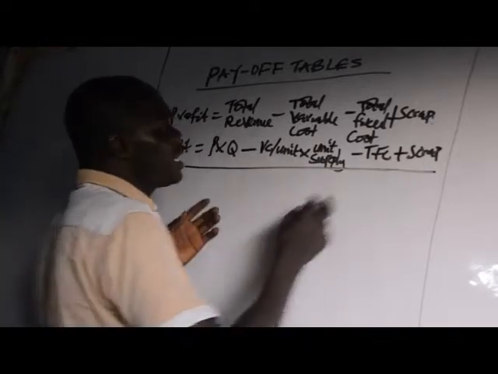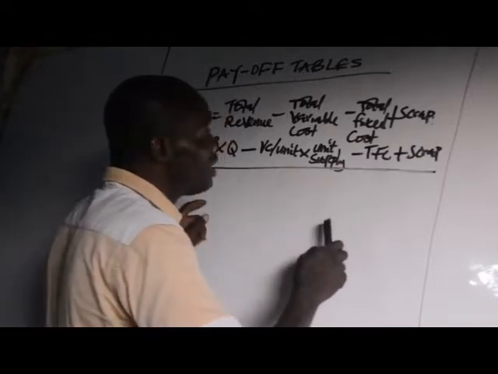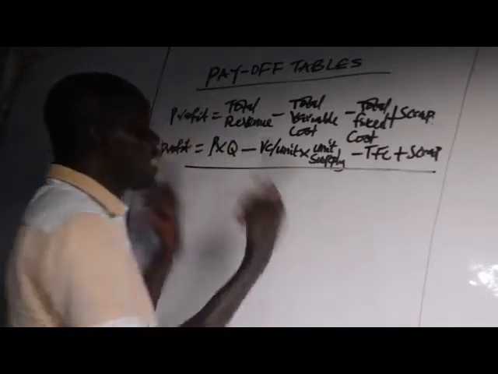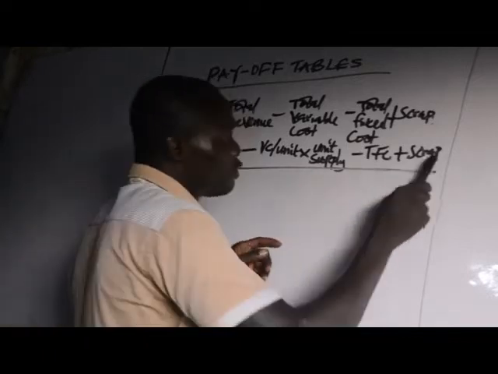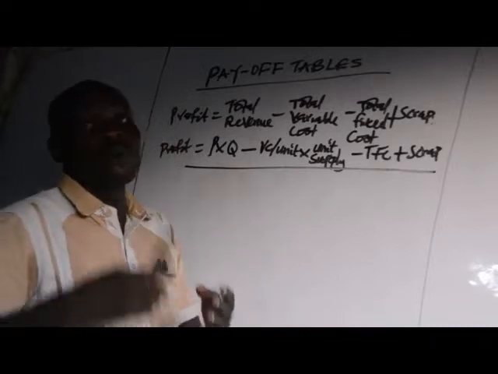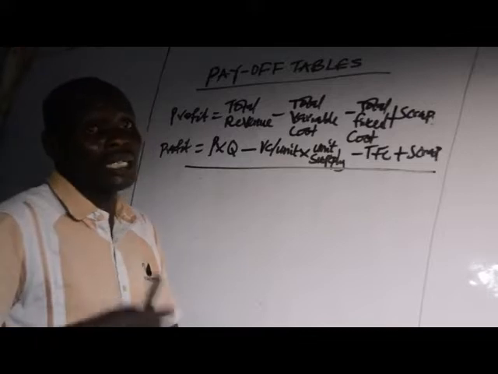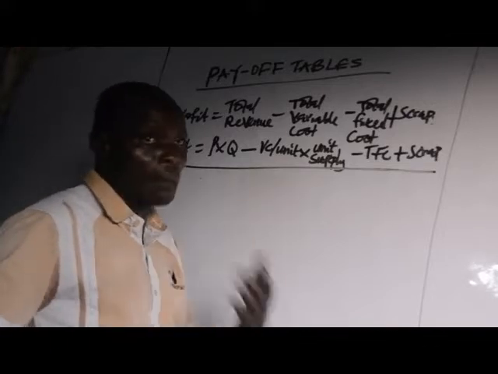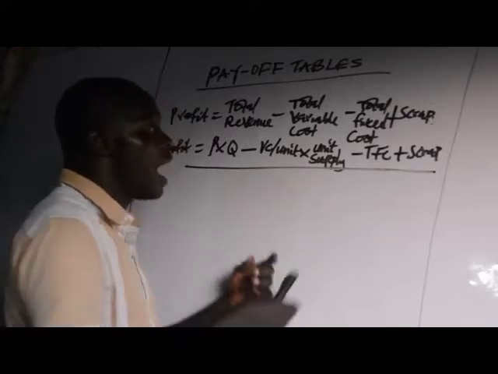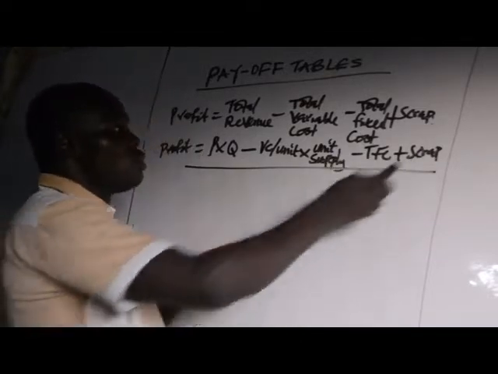Where are costs incurred in disposing it off? The cost incurred in disposing off the item is where there is excess supply. The cost incurred in disposing it off, we are going to subtract that. But scrap is there. Maybe the number of units in excess supply is to be sold as scrap. That means that scrap will be an inflow to the entity. The amount realized from this scrap will be added.